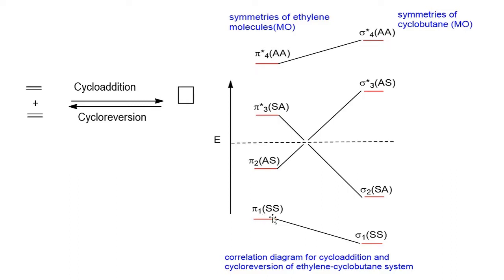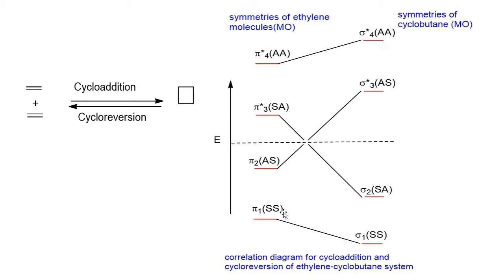Here pi 1 is SS, pi 2 is AS, pi 3 star is SA and pi 4 star is AA. The first letter is with respect to the horizontal plane of symmetry and the second letter is with respect to the vertical plane of symmetry. Here sigma 1 is SS, sigma 2 is SA, sigma 3 star is AS and sigma 4 star is AA.